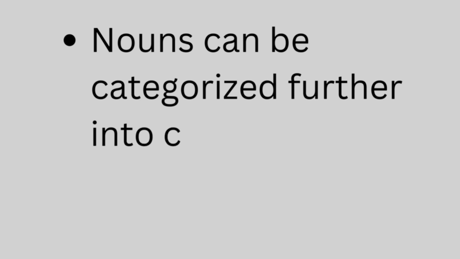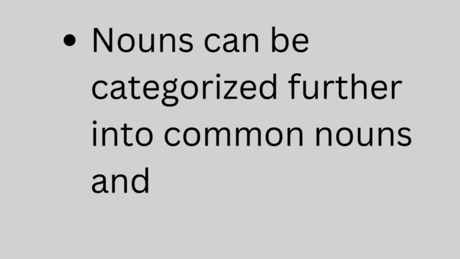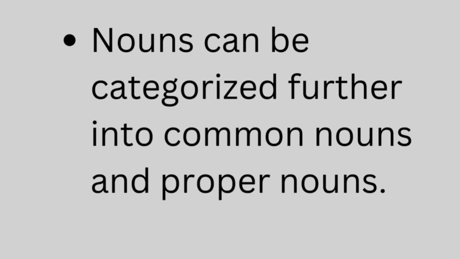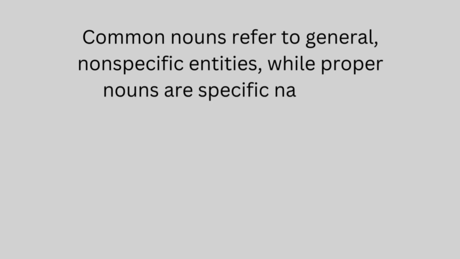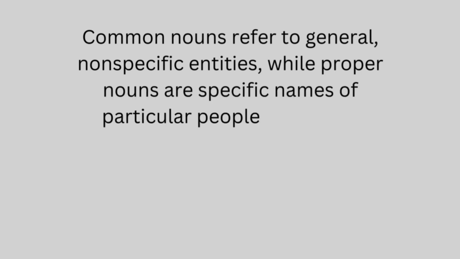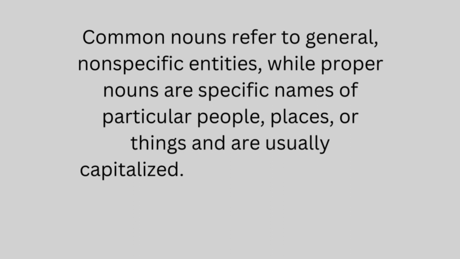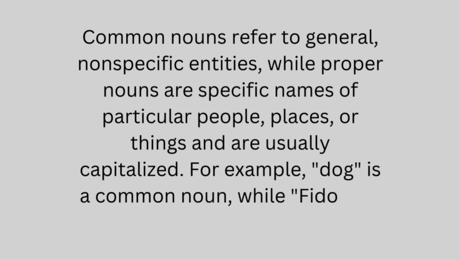Nouns can be categorized further into common nouns and proper nouns. Common nouns refer to general, non-specific entities, while proper nouns are specific names of particular people, places, or things, and are usually capitalized. For example, dog is a common noun, while Fido is a proper noun.